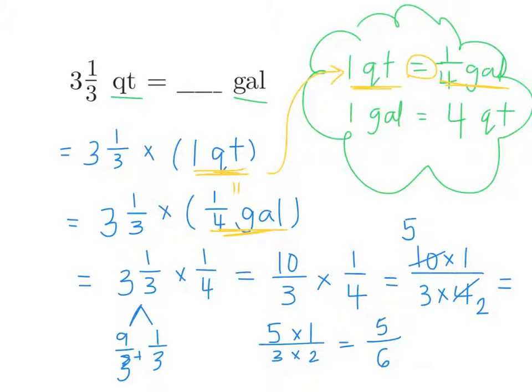Let me ask you a question. Is this reasonable? If we have 3 1/3 quarts, is that a whole gallon? How many quarts would it take to make a whole gallon? But 3 1/3 is really close to 4, so it's almost 1 gallon. In fact, it's 5/6. Would 5/6 mean it's almost 1 gallon? So that is reasonable. Very good.